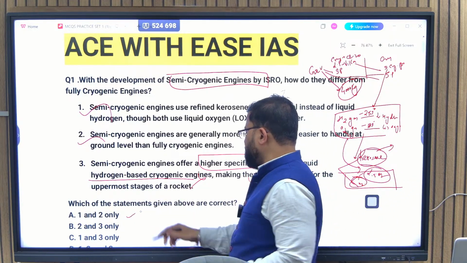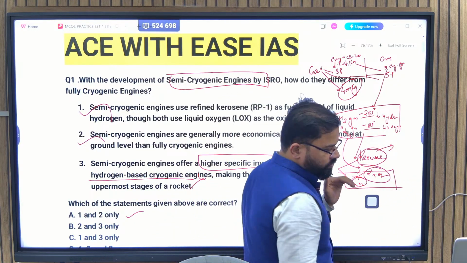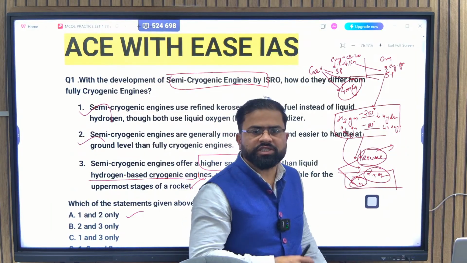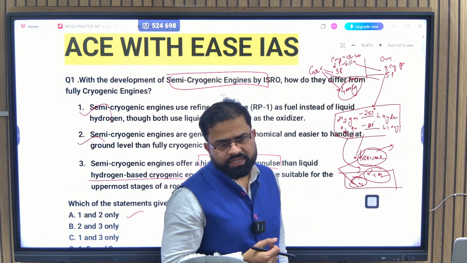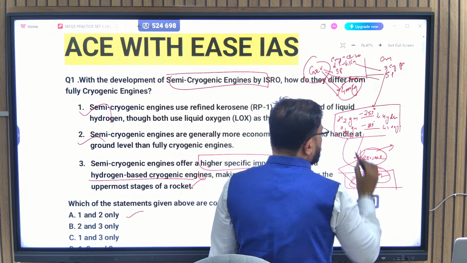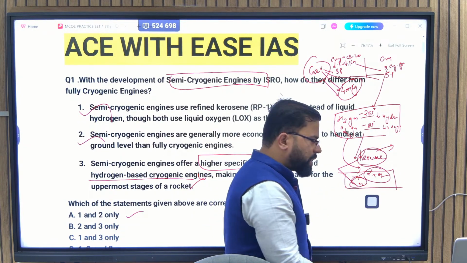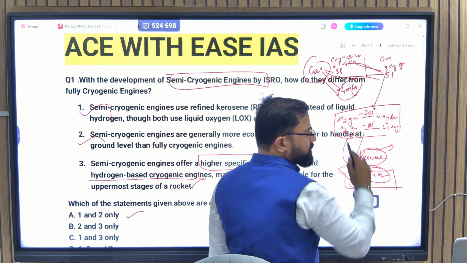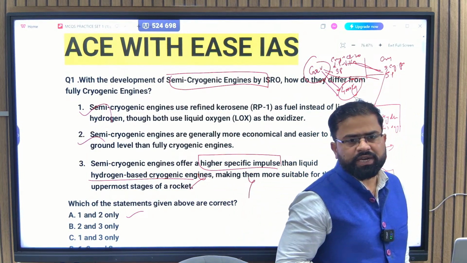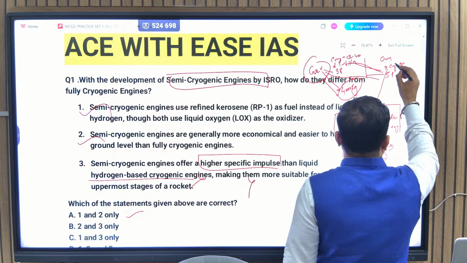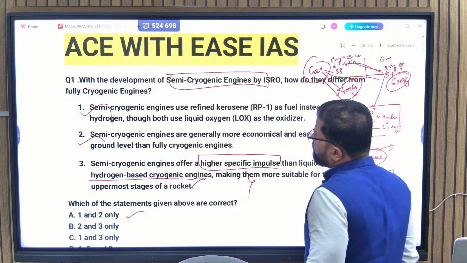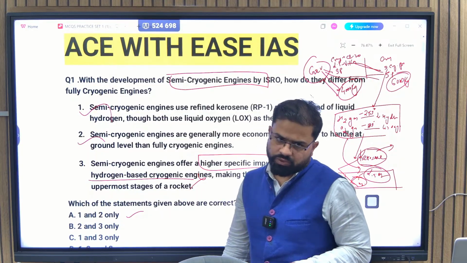1 and 2. And apart from that, why are we talking about the semi-cryogenic engine or semi-cryogenic propellant? Obviously, the semi-cryogenic propellant will require a semi-cryogenic engine, because we see that the GSLV is limited to how much? 4,000 kg. But instead of using liquid propellant, if you start using the semi-cryogenic propellant, its weight carrying capacity will increase. It will become how much? 6,000 kg. That means what? If instead of liquid propellant, semi-cryogenic propellant is used, what will happen?